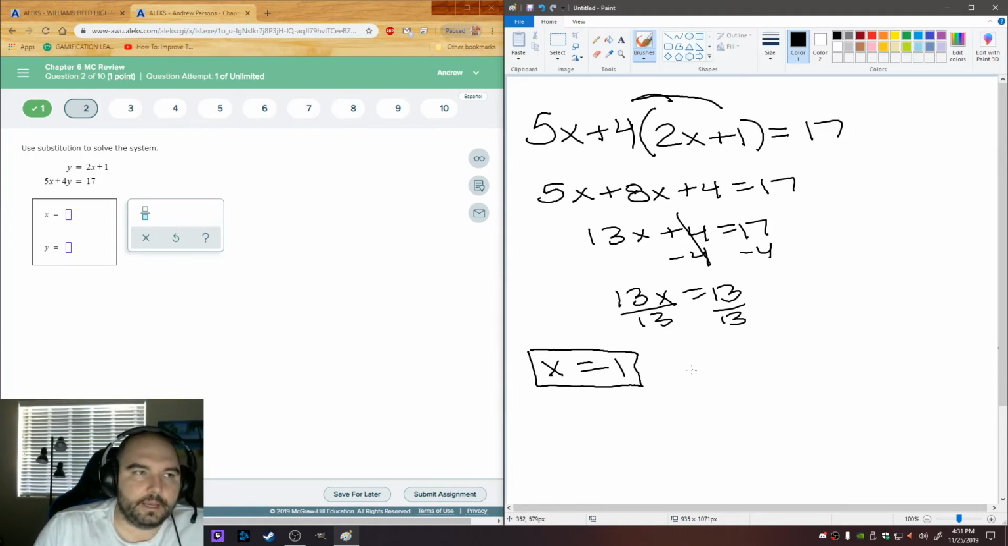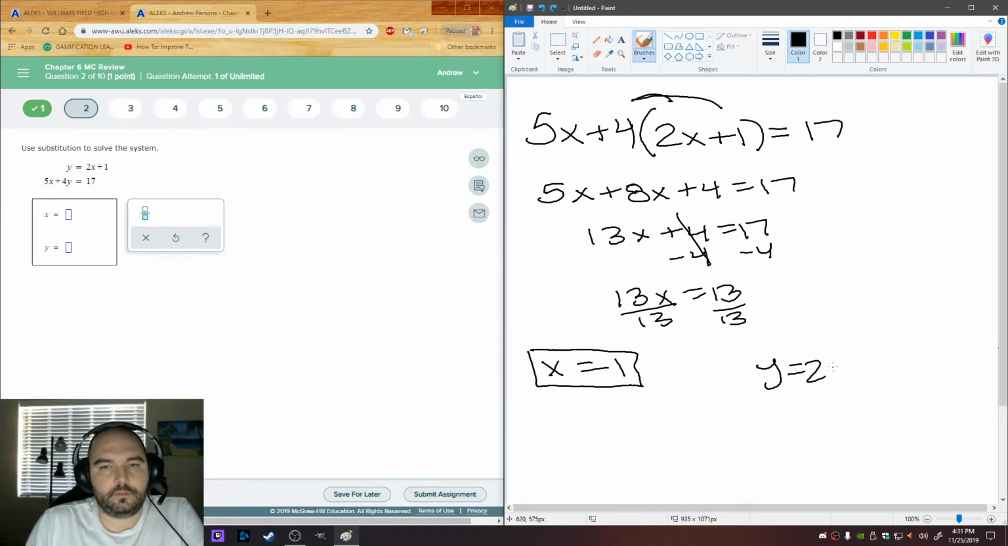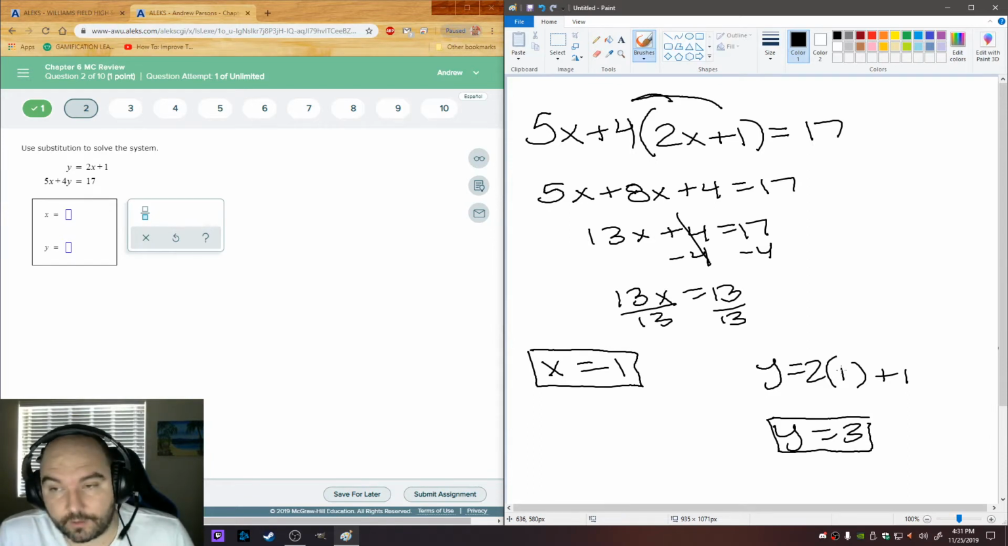Go back and plug it in. I'm going to use the top equation, y equals 2x. Whoops, I'm going to write x. I'm going to write the number I got for x: 2 times 1 plus 1. So y equals 3. If you skip the intermediate step of doing 2 times 1 and just go right to 3, that's totally fine. I don't mind that.